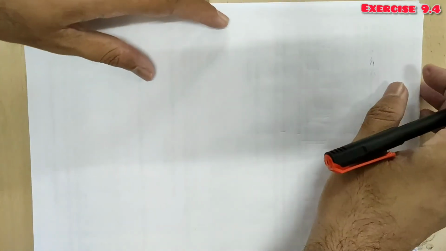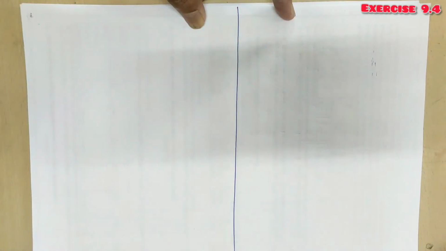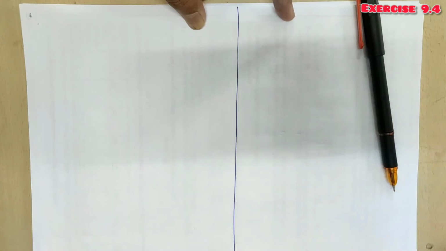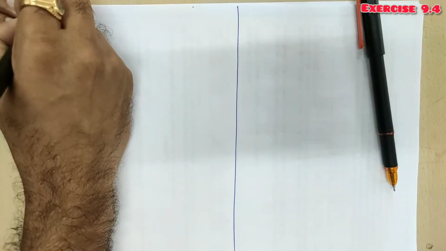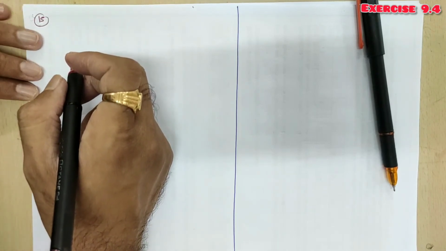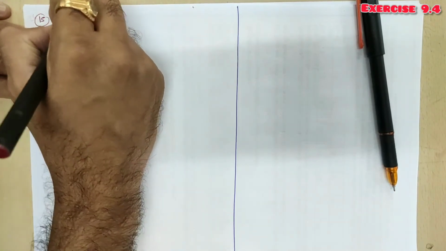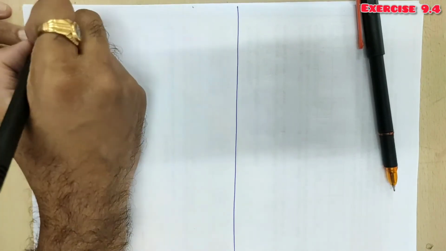So next one is question number 15. Find the equation of the curve passing through the point 0, 0, and whose differential equation is given.